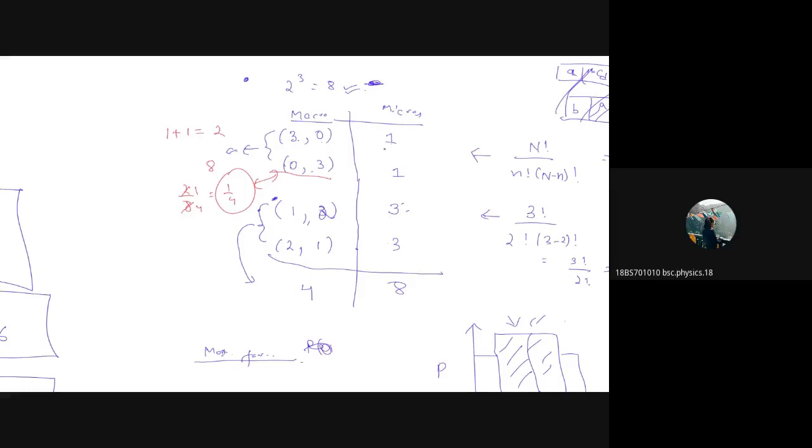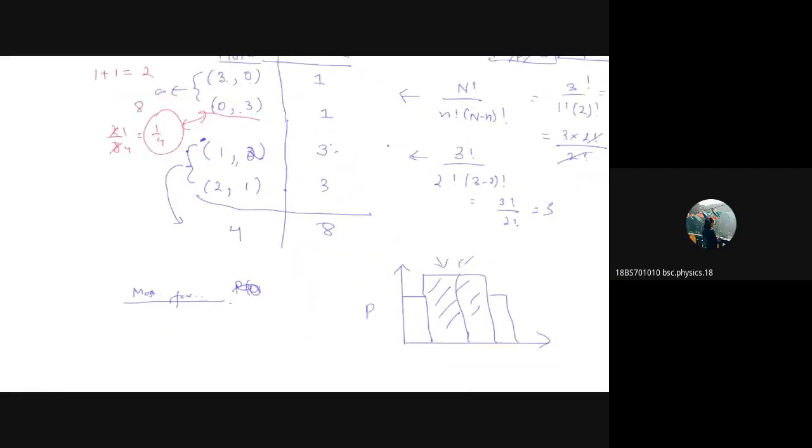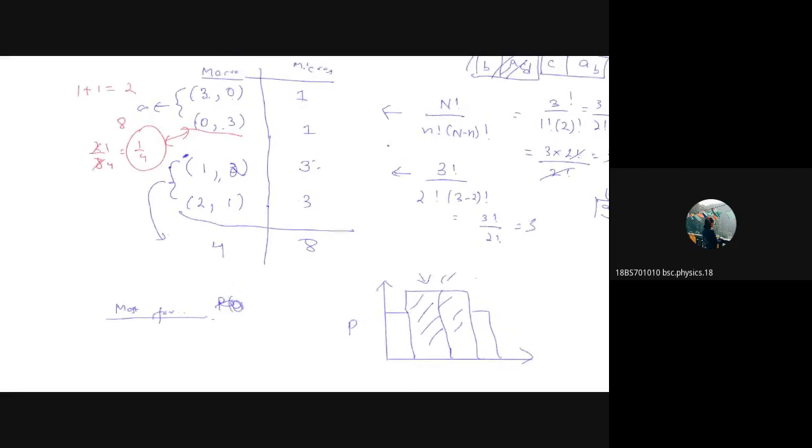No, sir. So it's favorable microstates by total number of microstates. I know. I'm not talking about the most favorable. What I'm doing is the probability of 3 particles being in one of the cells. That question I'm doing. Sir, if it was 2 particles we would have to take the bottom two. Yeah, for 2 particles you have to take this one. Clear?